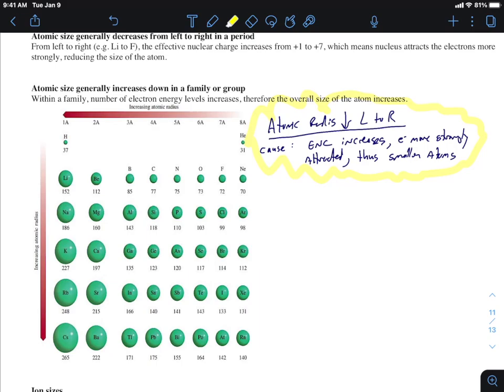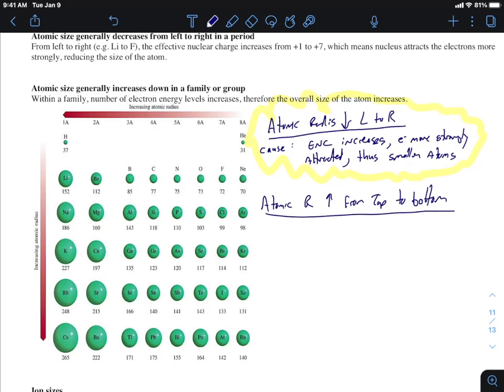All right. Now let's look at this vertically. What is happening to the radius in any family vertically? What's going on here? Allie, what's happening to the radius? It's bigger as it goes down. It's getting bigger. It is definitely getting bigger. So atomic radius increases from top to bottom.